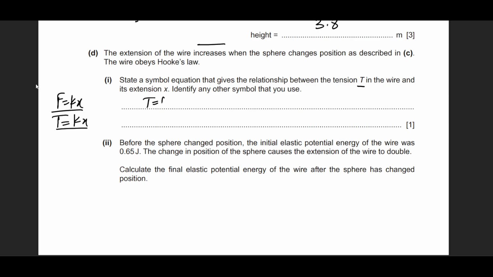So T equals Kx, and then you write everything in English: K is the spring constant, X is the extension, and T is the tension or the force in the wire. Simple as that. You need to identify your symbols so that the examiner understands whether you're using E for extension, X for tension, what you mean by T, and what you mean by spring constant. Do you have an idea of that or not?